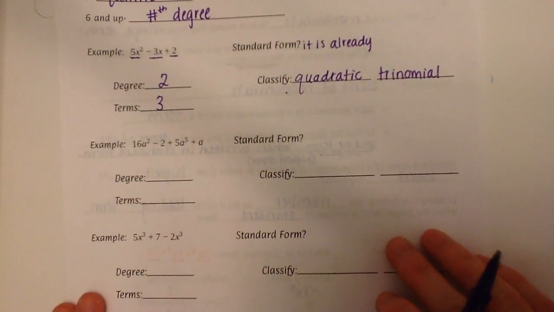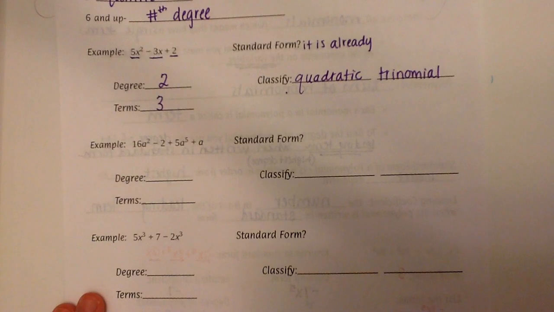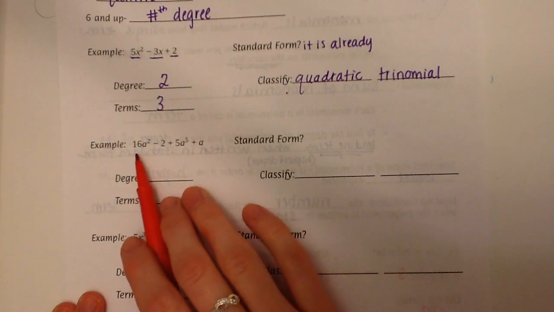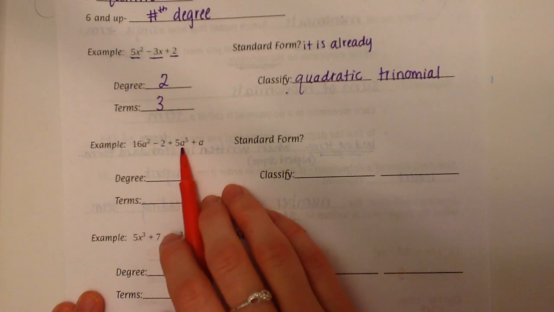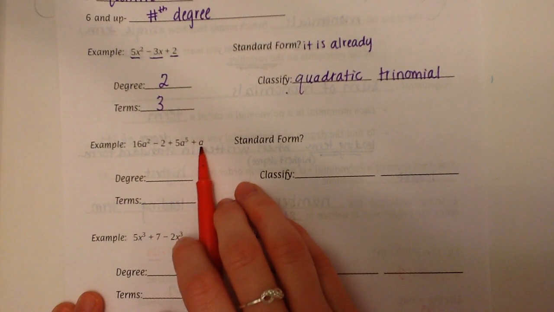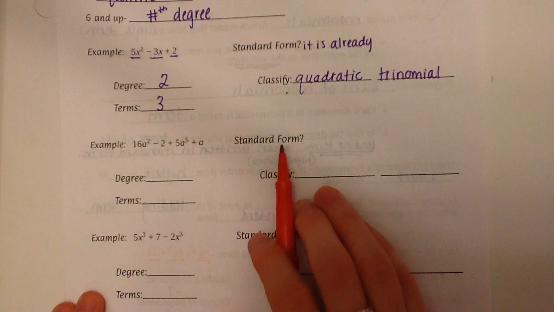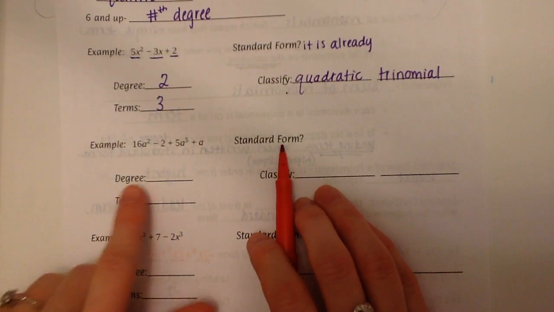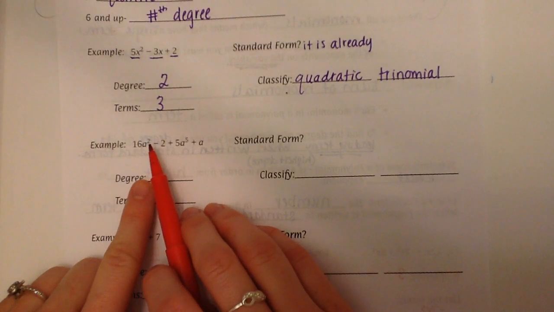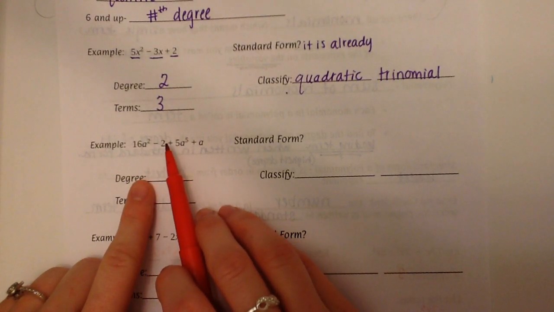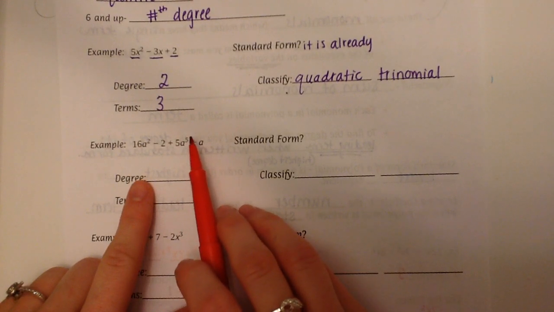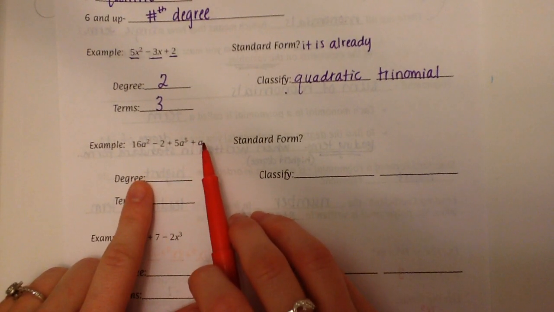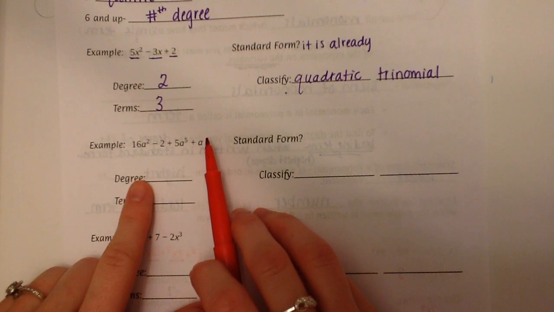Alright, next example. We have 16a squared minus 2 plus 5a to the 5th plus a. First thing we have to do is write it in standard form, so the highest degree to the lowest degree. Looking at our degrees, our exponents, we have a 2. This one doesn't have a variable, so the degree would be 0. We have a to the 5th, so we have a degree of 5. And just a single variable, so the degree would be 1.